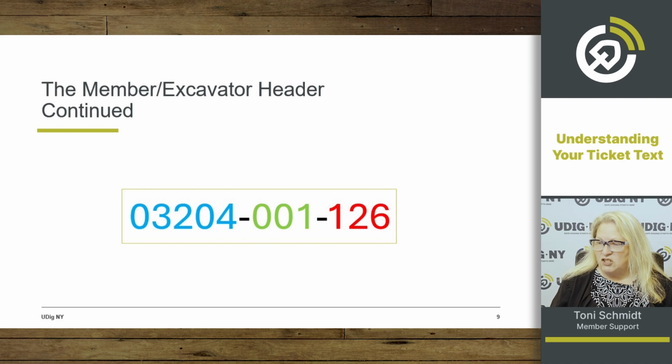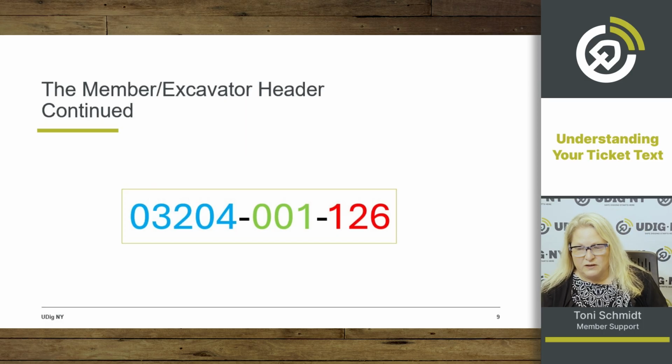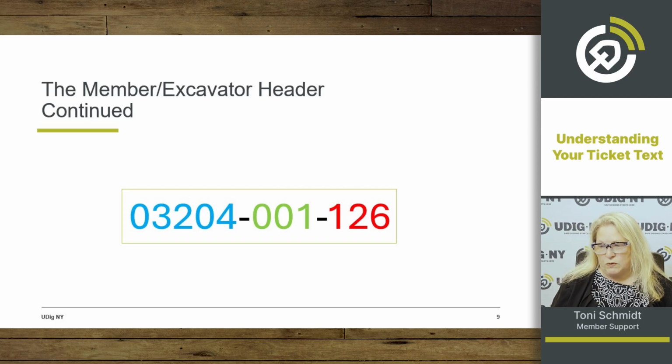The first 5 digits signify the date the request was created. The first 2 numbers are the month, the next 2 numbers are the date, and the last digit is the last number of the year. So this request was created on March 20th, 2024. A dash will follow the first 5 digits.